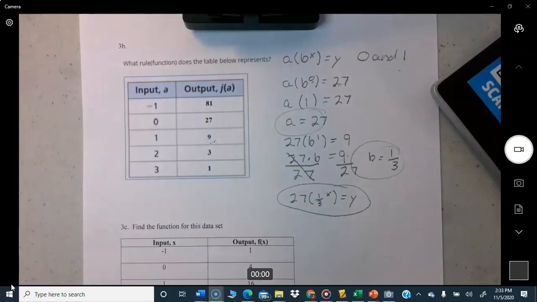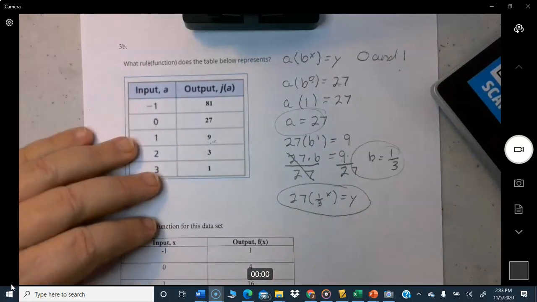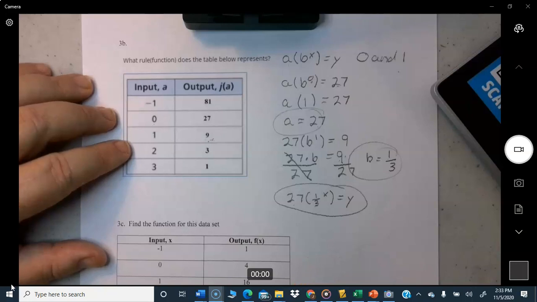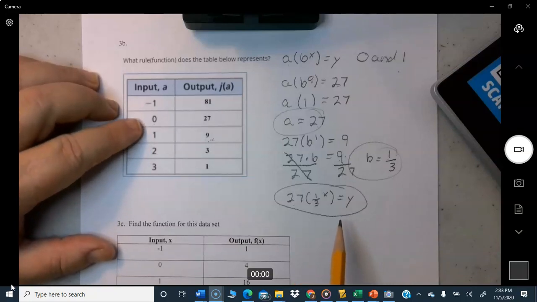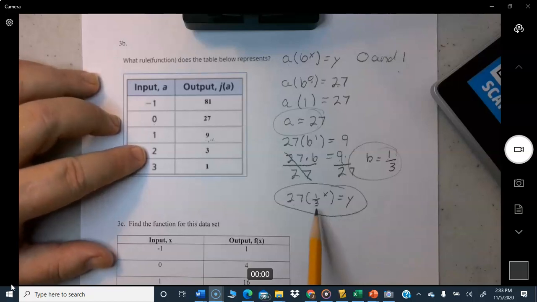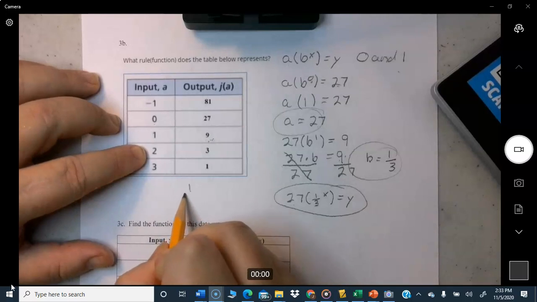That's really the final answer. Okay, so we have the a there, the b there. Let's test it out on a couple of values. We derived it using 0 and 1, so you don't want to use those. 2. So 1/3 to the second power. What that means is, let's come over here and see what that means. It means 1/3 to the second power.